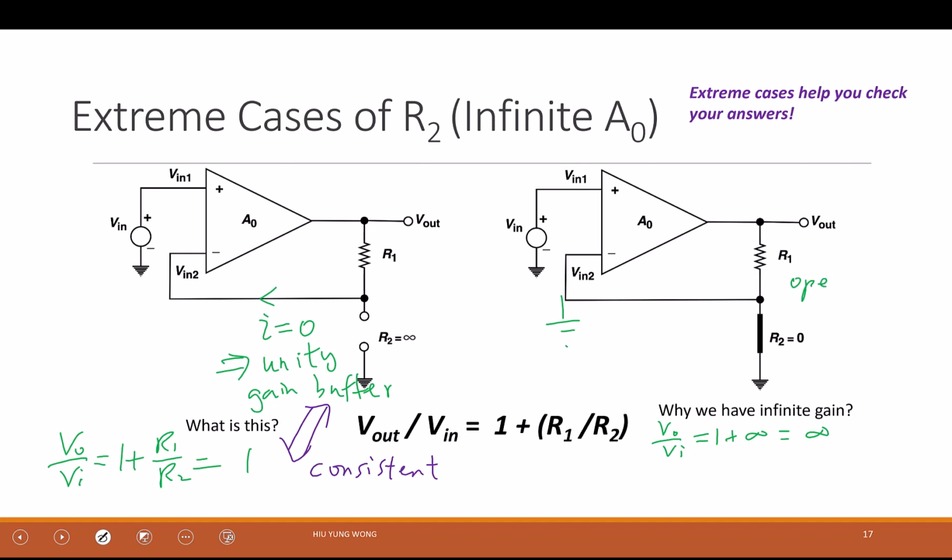No feedback, right? Suddenly don't know the word. Open loop. Yeah. It just becomes this op amp, right? And isn't it that we already know that V0 equals V in times the gain, and your gain is infinity. Yeah, the gain is infinity, right? This is the new topology. Make sense? Yeah. Okay. So this is a good way to check your answer.